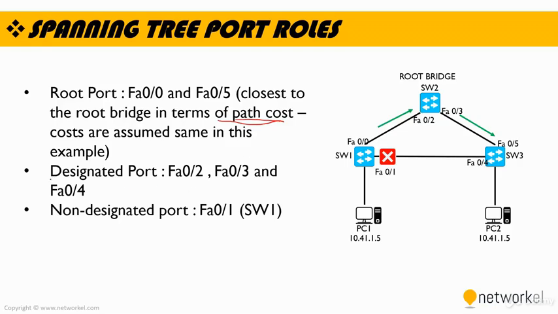And we also have designated ports, which are the ports that continue forwarding the traffic. And we have the non-designated port, which means a blocked port. As you can see in here, FastEthernet 0/1 is blocked, so that role is non-designated. FastEthernet 0/2, 0/3, and 0/4 are designated ports, which continue to forward the traffic. And these are the root ports, because they are closest to the root bridge in terms of path cost value.